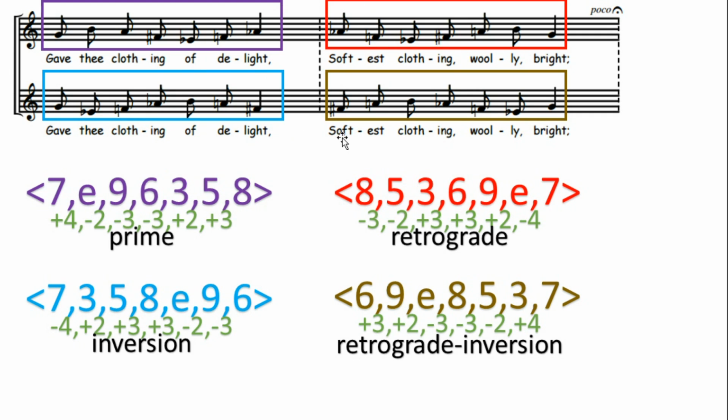So in these two measures, we have 4 different forms of the same segment. We have the prime form, the inversion, we have the retrograde, and the retrograde inversion. Notice again, for the retrograde inversion, the interval numbers are the same as the inversion segment in reverse, as well as the plus or minuses have changed.